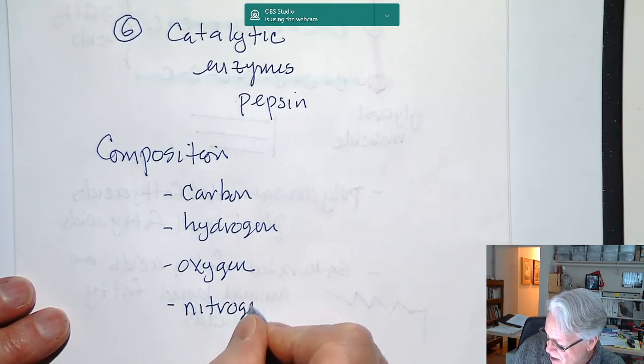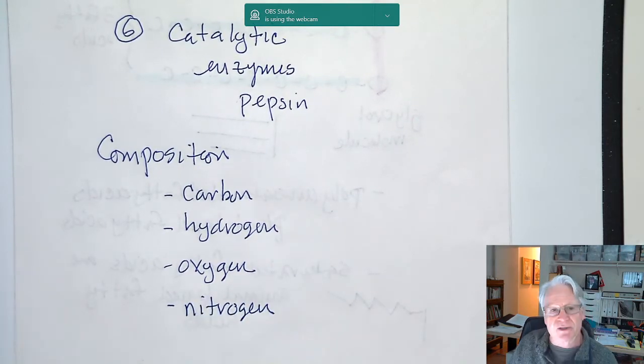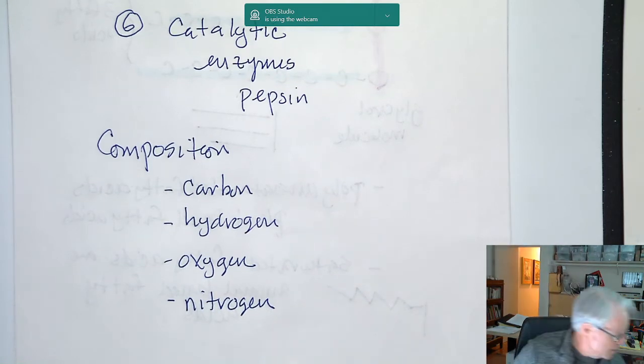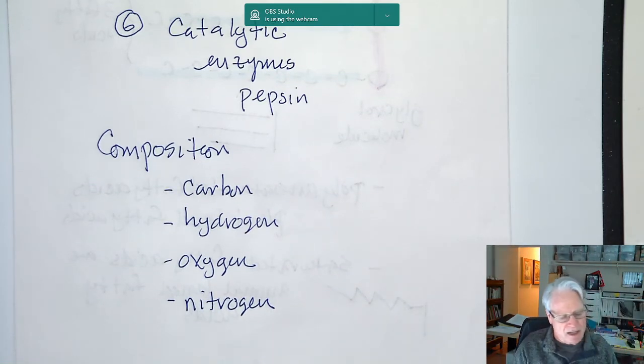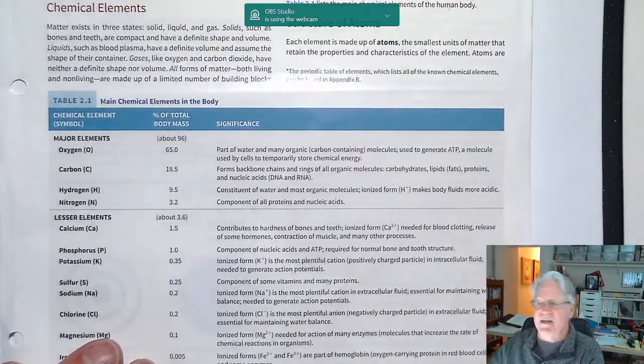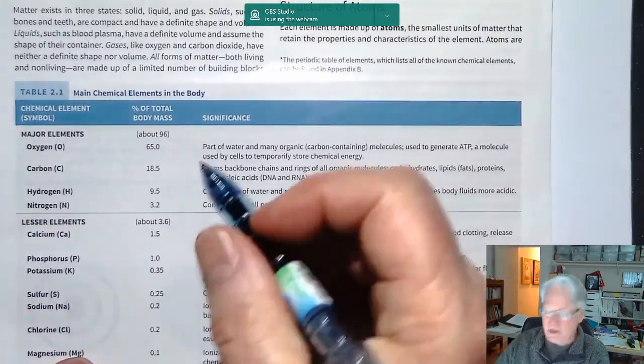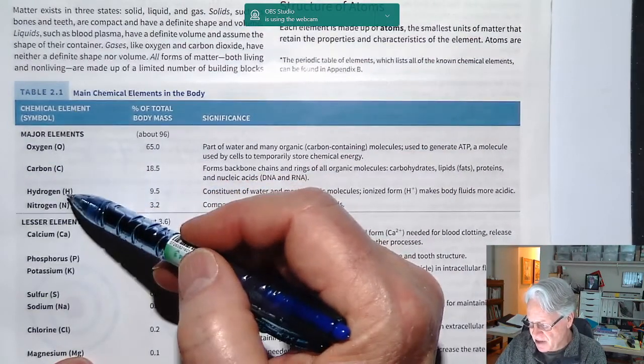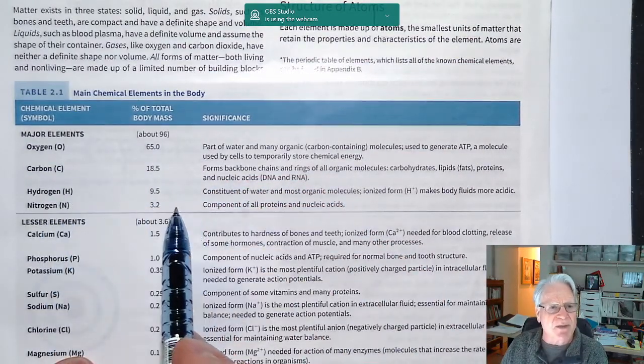Nitrogen. So nitrogen is going to be a big player here in the formation of proteins. If you remember back to that chart that we looked at the very beginning in the first lecture in this series, I'll bring it up right now so we can look at it again, where we're looking at the major elements that make up the human body. Let's focus on the top line. As you can see, here are our players: oxygen, carbon, and hydrogen, and nitrogen down here at the bottom, about 3.2%.